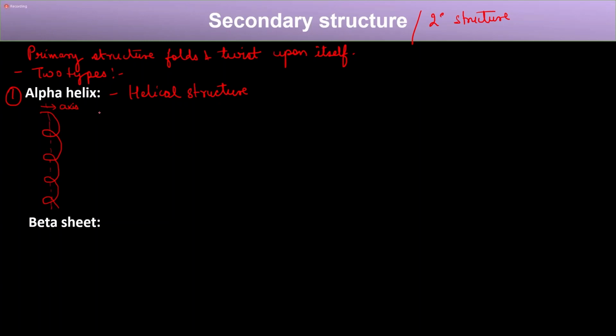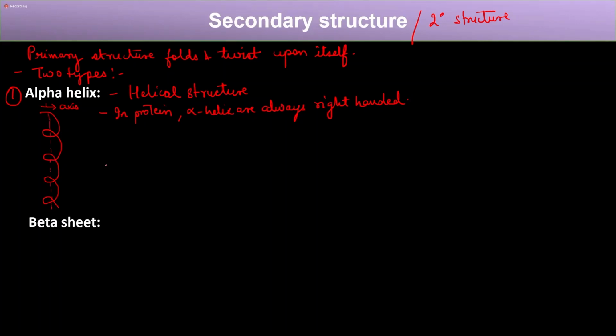So if someone asks you about the nature of the alpha helix, what you can write is that alpha helices in protein are always right-handed. Right-handed means they are rotating in the clockwise direction along this axis.